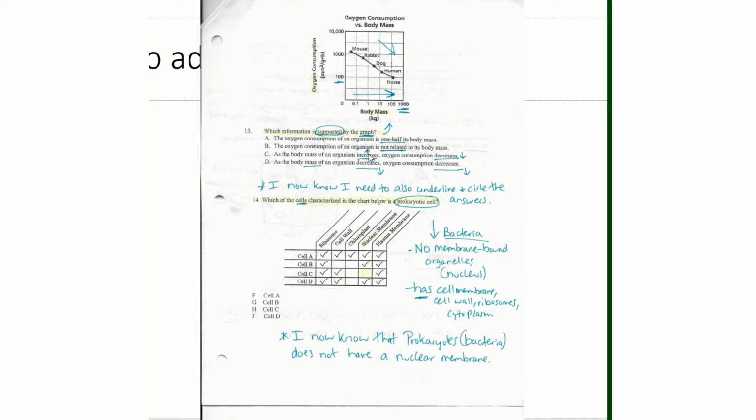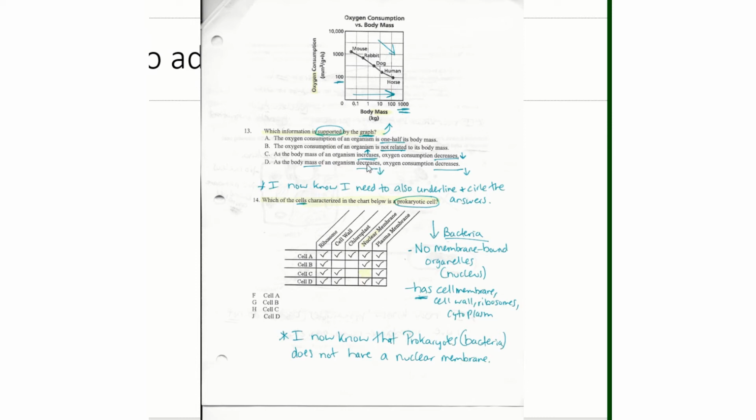As the body mass of an organism increases, that means go up. So is the mass going up? Yes. Oxygen consumption decreases. Is the oxygen going down? Yes. That's your answer. As the body mass of an organism decreases, so is it decreasing here? No, decreasing would go this way. Oxygen consumption decreases. That one is correct, but this one is not correct. It's not decreasing, it's increasing.